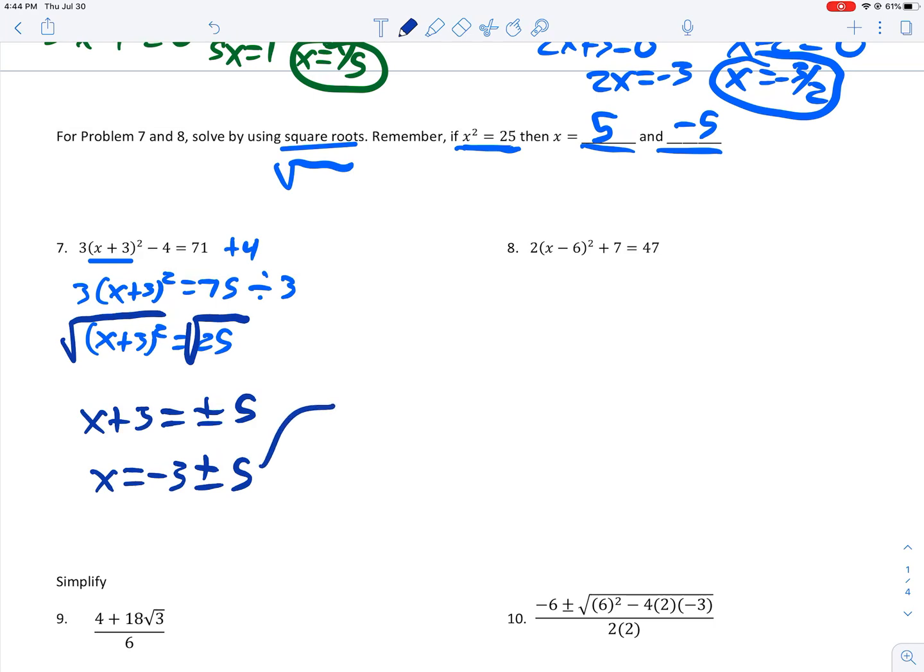Okay. Now, this is pretty good, but we can go one step further than this. Actually, 2 steps probably. Negative 3 plus 5, negative 3 minus 5. So 2 and negative 8. So those would be your 2 solutions.